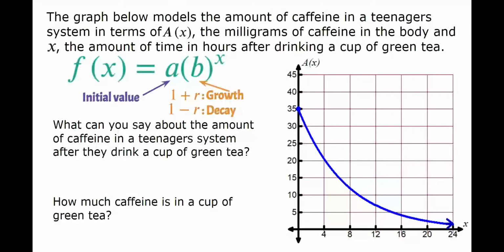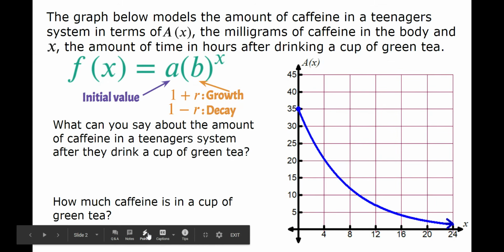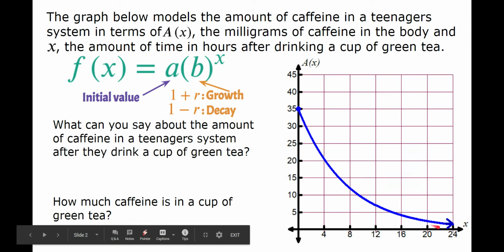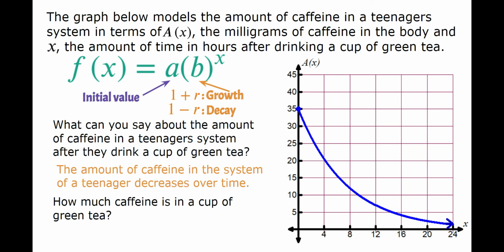So first, I want to look at this graph. I'm going to grab my pointer one more time. If I follow this graph from left to right, because we read a graph from left to right, notice as the x values increase, that's when we go right, the graph is decreasing, it's falling. So we can say the amount of caffeine in the system of a teenager decreases over time.